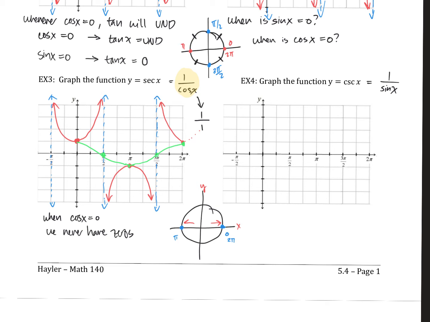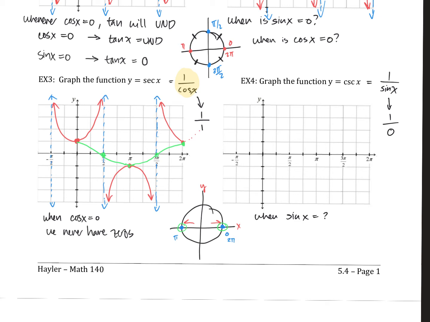Alright, last one here. Hopefully we're getting the hang of this. So now we have cosecant, which remember is equal to 1 over sine of x. First thing we're going to do is figure out our asymptotes. So our fraction is going to be undefined when sine is equal to 0. Well, the question is, when is sine of x equal to 0? Well, sine is equal to 0 at these points here, pi and 0, 2 pi.